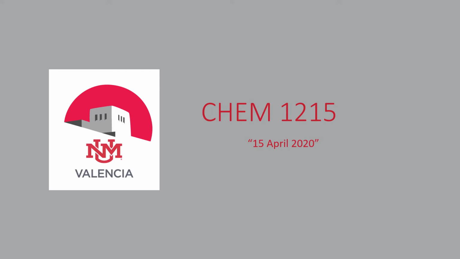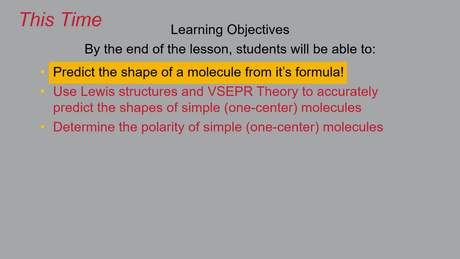Today we talk about shapes. By the time we're done today, you're going to be able to basically predict the shape of a molecule from its formula. The process starts with Lewis structures, which you already know, and then uses this new thing we're going to call VSEPR theory to accurately predict the shapes of simple one-center molecules. And then you're going to tell me if they're polar or not, and more on that in a bit.